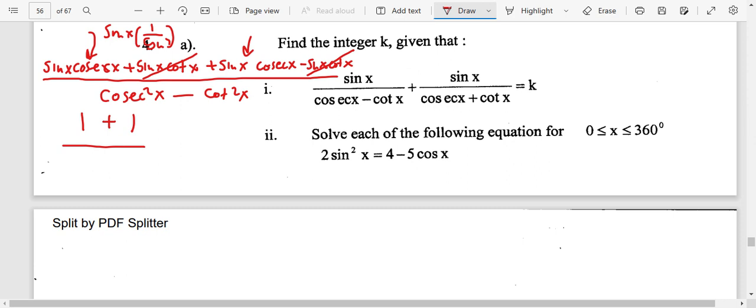Now we can also derive an identity here, okay? We know that cosec x is a reciprocal. It is 1 over sin x. But we also know that 1 is the same as what? What identity do you know about 1? Sin squared x plus cos squared x.